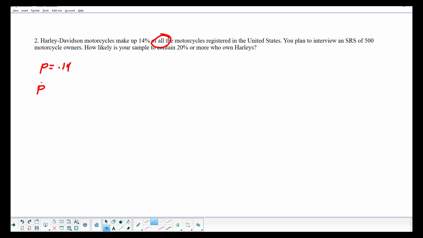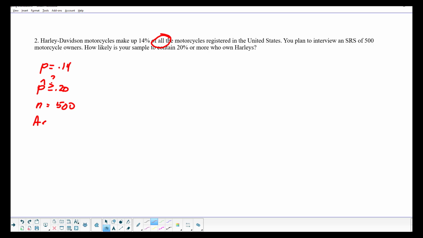I want to check: is my sample p hat going to be 20% or more? And then what's my sample size here? It's 500. Do we know our population size? Not exactly by number, and this happens quite a bit, but we have to assume and figure out what the population size should be. Is it going to be big enough to satisfy, not the large counts condition, but the 10% condition?